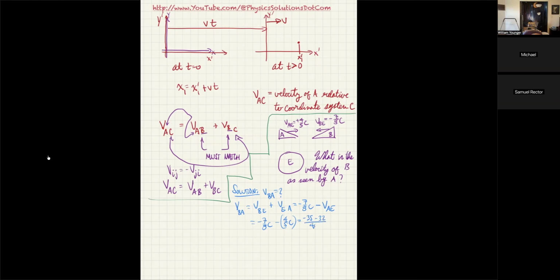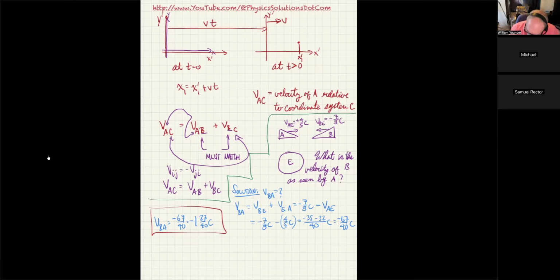So I get negative 67/40ths C. So the velocity of B as seen by A is negative 67/40ths, which is approximately negative 1 and 27/40ths the speed of light. Now that's technically correct. So that is the actual way that we add relative velocities. But as you know, according to relativity, nothing goes faster than the speed of light.